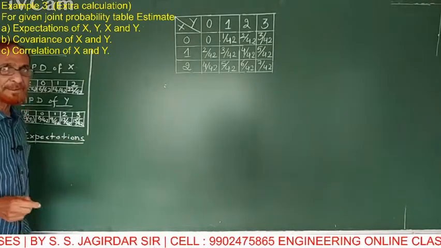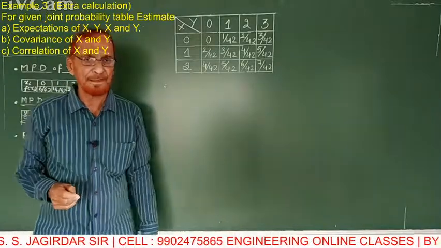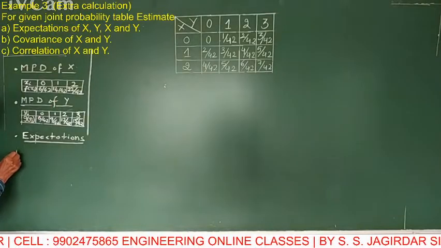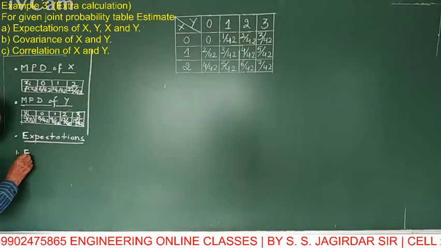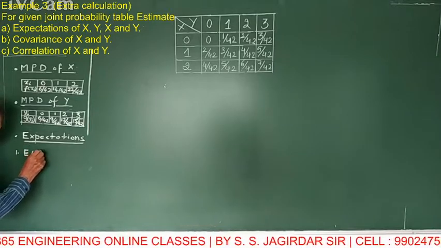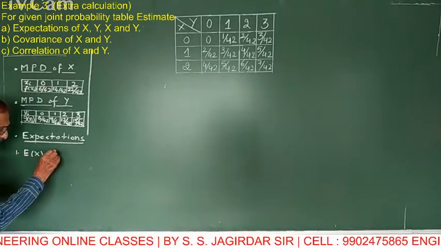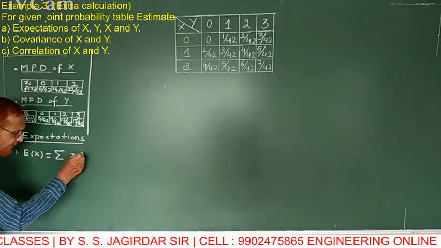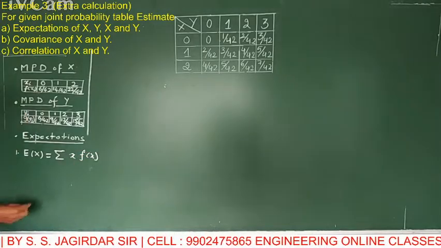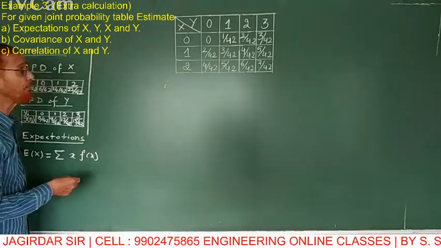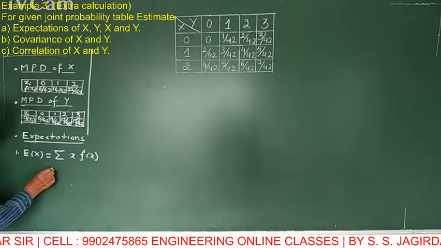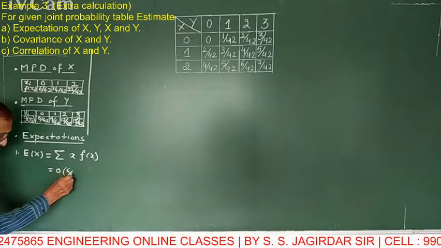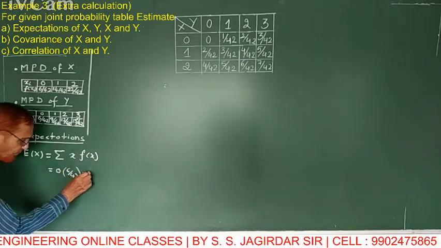Yes, gentlemen, in the expectation, first we will take up the expectation of x. So I will work out here expectation of x. And the formula is sigma x into f of x. And one by one, x values we will take up. First we will take up 0. So that is equal to 0 and its corresponding value is 6 upon 42. Because it is sigma, so summation.